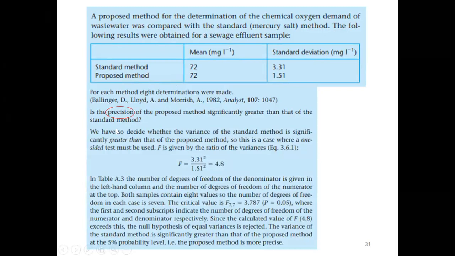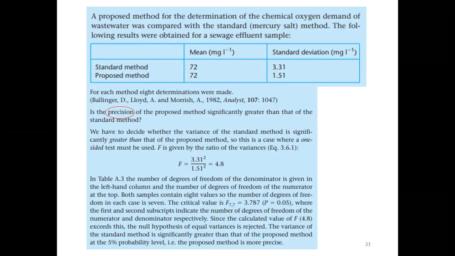So here, this is the answer for that question. First thing, we have to decide whether the variance of the standard method is significantly greater than that of the proposed method. Right? Just before talking about the precision, we have to decide whether the variance of the standard method is significantly greater than the proposed method. So an F-test should be performed. F equals the ratio of the variances of the two methods. Variance means the square of the standard deviation.